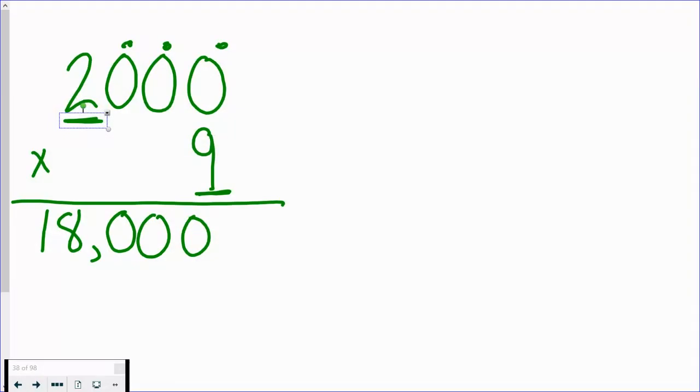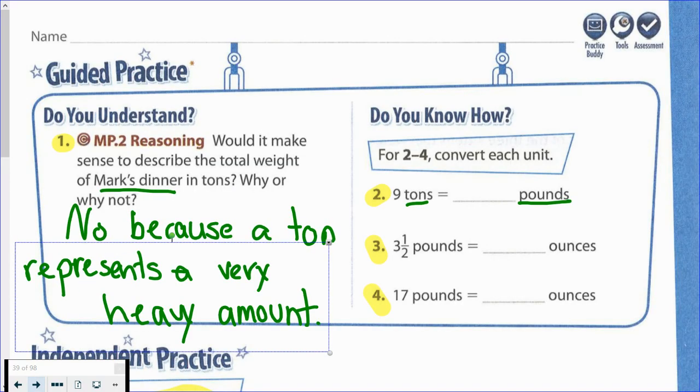You're going to love the tons to pounds questions because it's the zeros trick and multiplication. Okay, so 18,000 pounds. I know that seems ridiculous, but that is the accurate answer. So let's record it from our scrap paper to our math book. All right, so let's then catch our breath. Look at number 3.